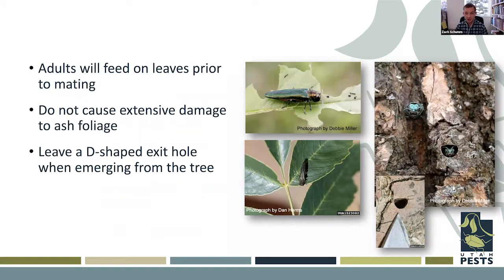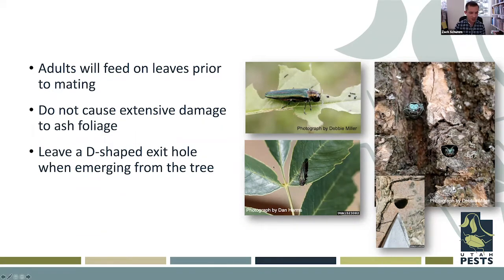So again, we do have adults that will feed on leaves, but it's important to note that you will never really see a lot of damage from the adults themselves. We're not so concerned about the adults other than for the fact that they can lay the eggs and the larva is what's actually going to cause the damage.